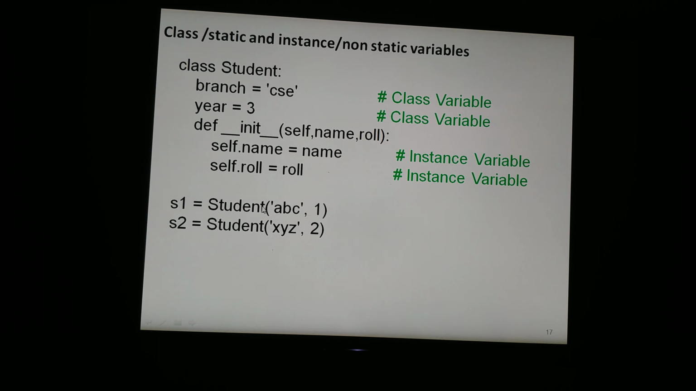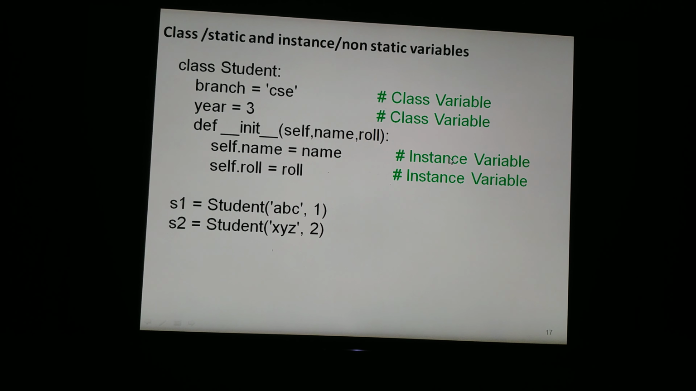So this is one small example of static or class variables and instance or non-static variables. Static variables or class variables means the values that are common for one class's objects are made as class variables or static variables. These variables can be accessed by all the objects of this class Student.